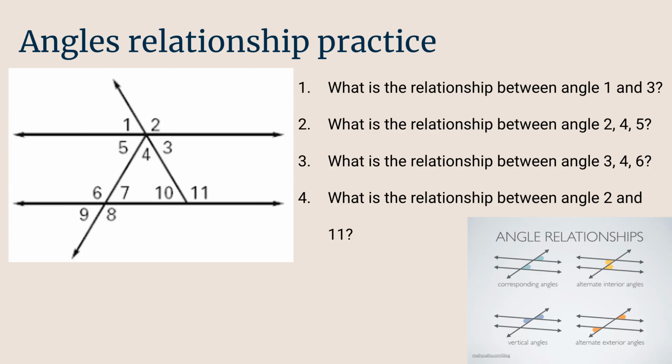And now what's the relationship between angle 2 and 11? So we can see that angle 2 and angle 11 are in the corresponding positions in the two halves, so they're corresponding angles, and corresponding angles are congruent.